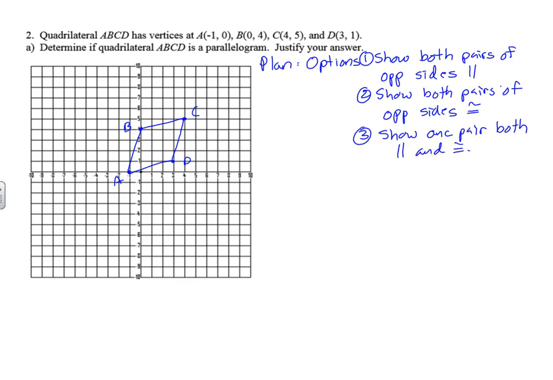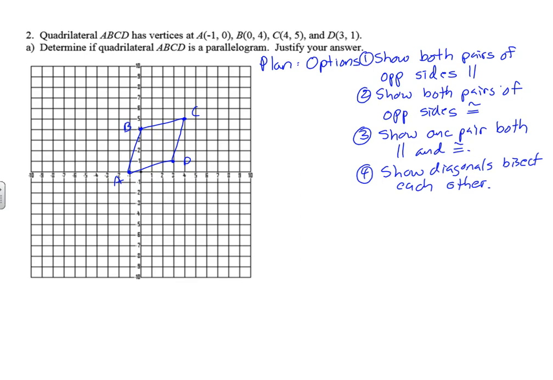Now there's other ways. We could show that the diagonals bisect each other. That would be another method of doing it. So I guess let's write that down. We could show the diagonals bisect each other. So what you want to do with these different quadrilateral ones is you kind of want to have one method in mind, because we're going to ask about the different quadrilaterals that we have, and you should have a method in mind.